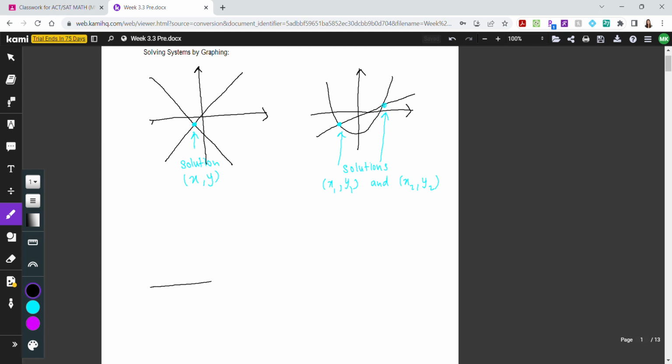Now on the flip side, think about this. What if you draw your lines and they just so happen to be parallel? They have no place that they're crossing. Because they do not cross, or in other words, intersect with each other, you have no solution.